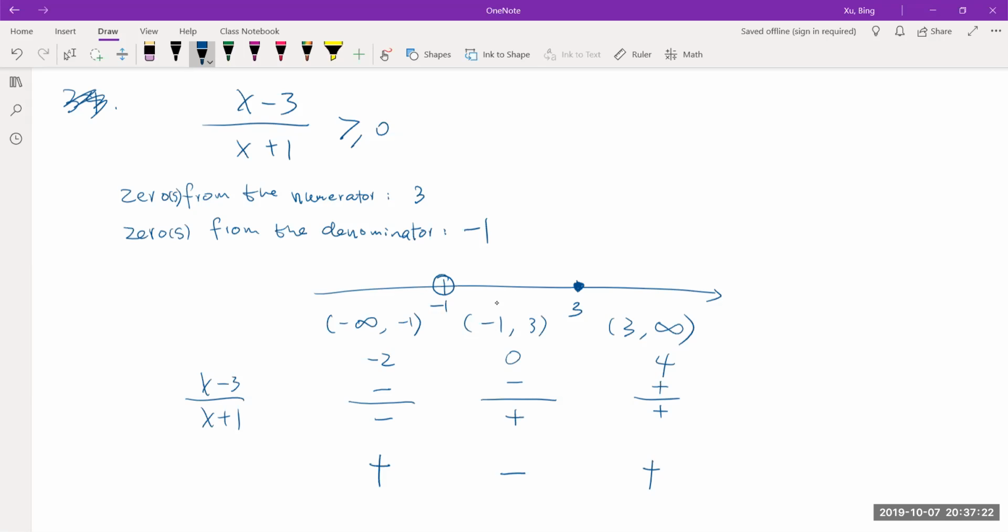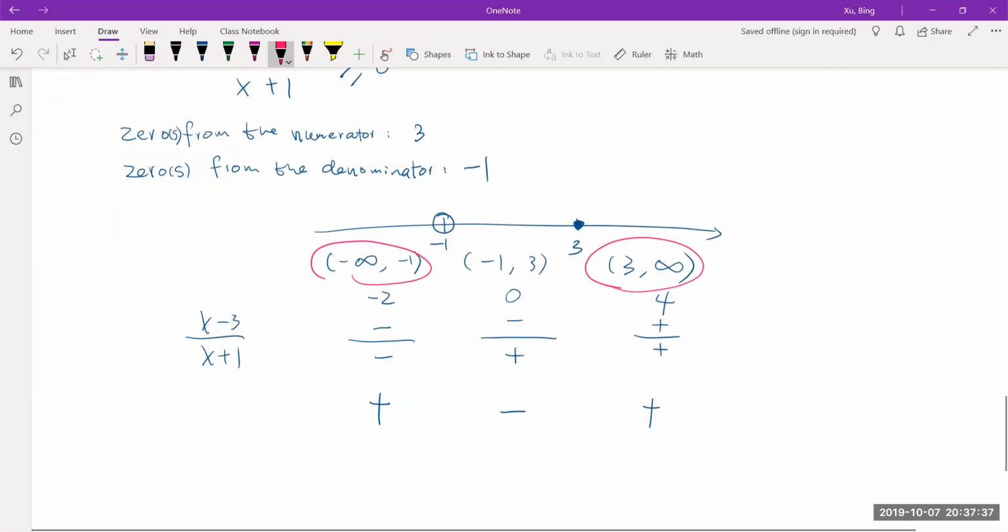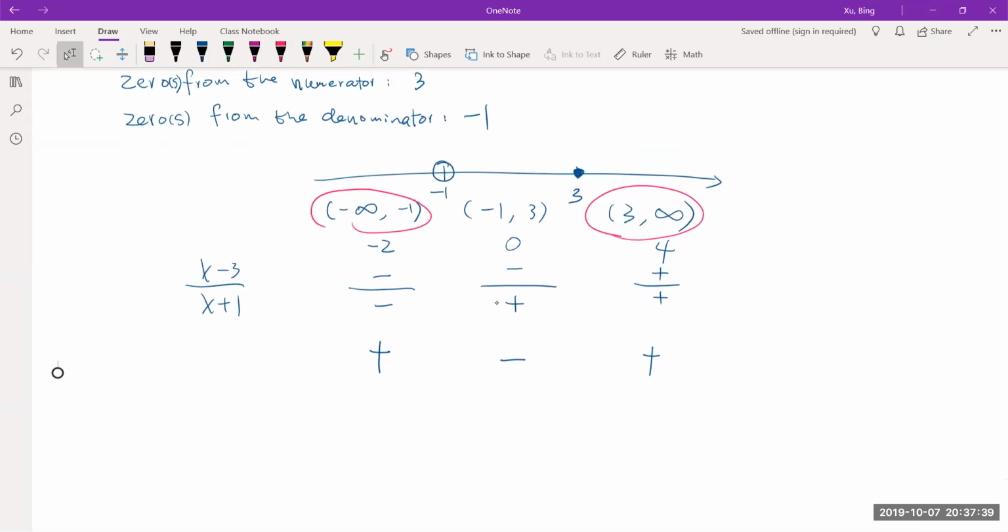All right, so which is the interval we want to take? It will be making the whole thing positive or 0, right? Positive. So it will be this interval or that interval. Right, so summarize your solution. Your solution should be from -infinity to -1. That's one interval. Union, here you need to include this 3. So 3 to infinity. All right, that's the answer.